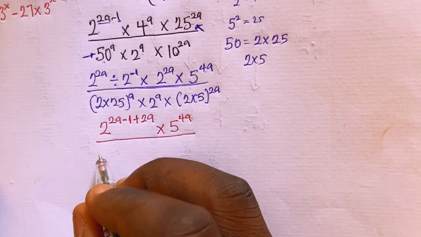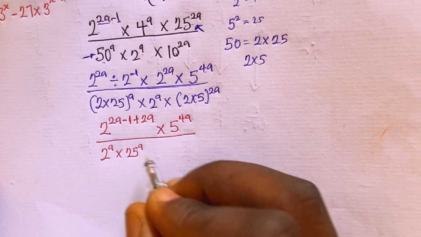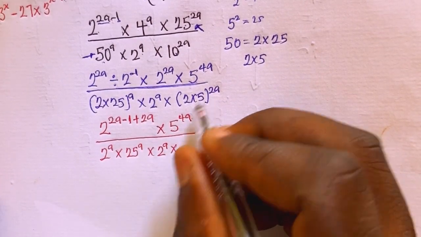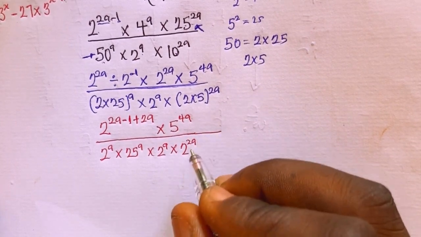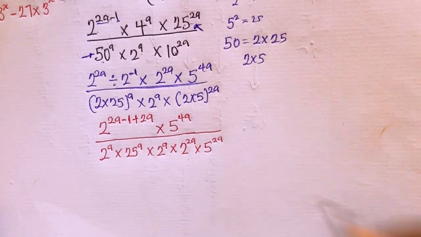I can express this one as 2 raised power a multiplied by 25 raised power of a, multiplied by 2 raised power of a. Then multiplied by this, which is actually 2 raised power of 2a. Then again, I will have it times 5 raised power of 2a. I can have it like this.